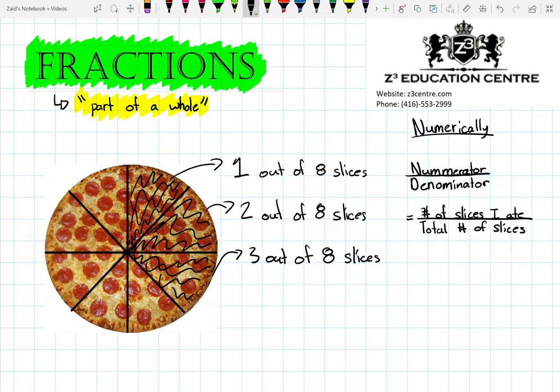So in this case, my answer numerically for my first example would be 1 over 8. My second example would be 2 over 8. And my third example would be 3 over 8. So numerically, these would be my answers.